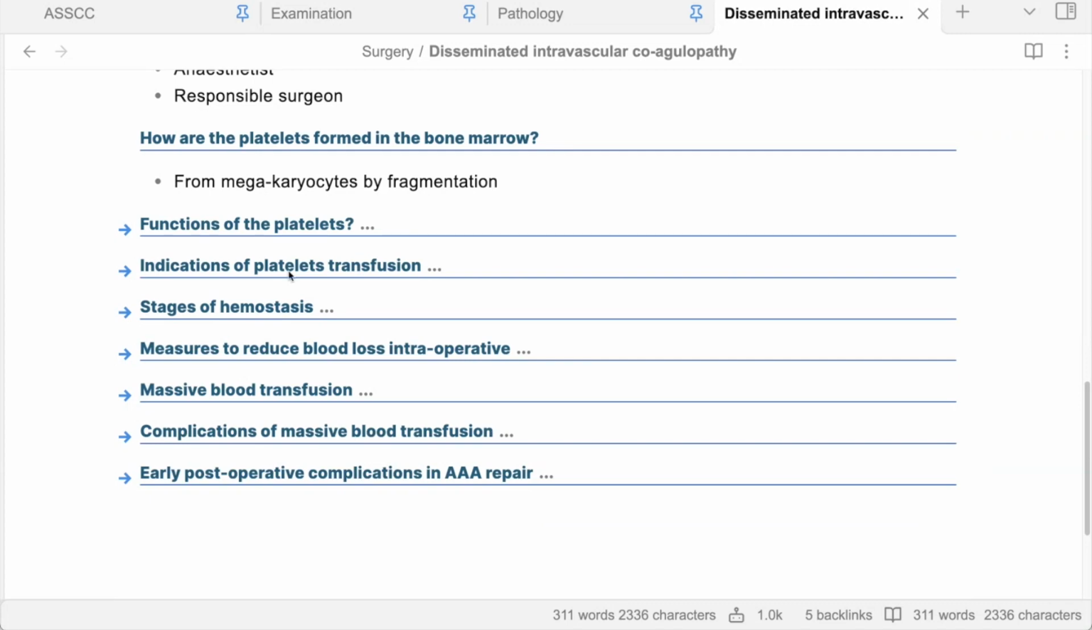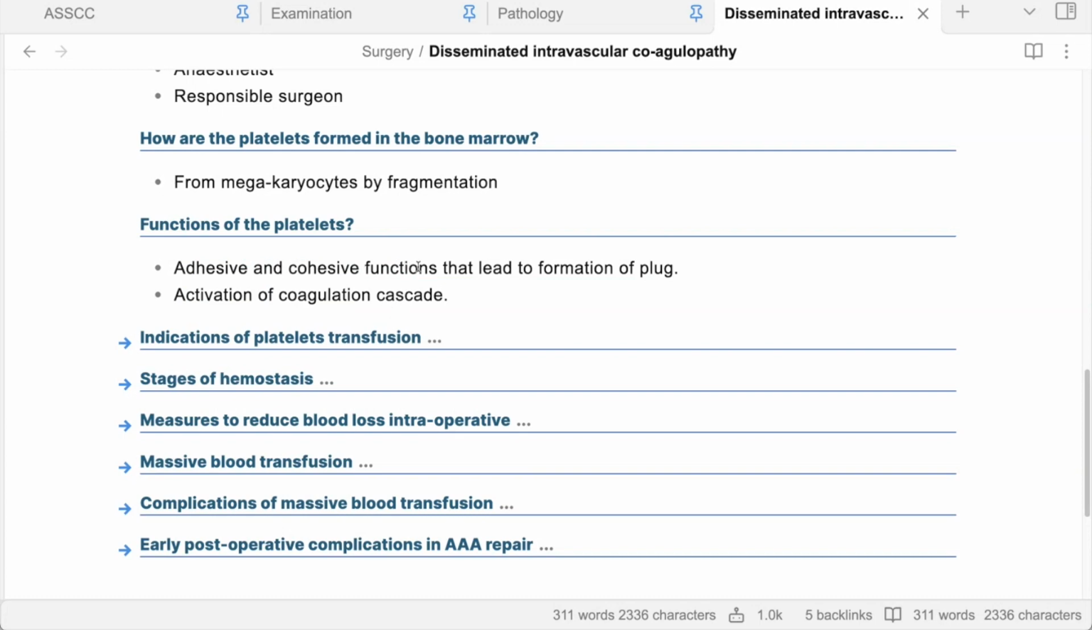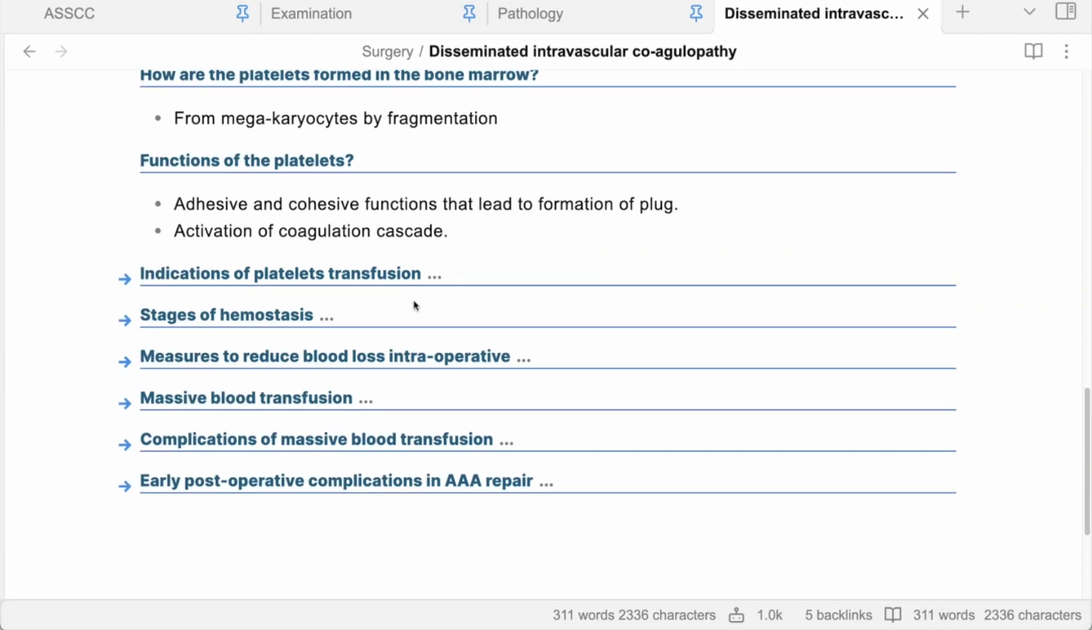Yes, I think that will be. So simply, it's two functions. One, adhesive function leading to formation of a platelet plug, and it activates the coagulation cascade. Yes. What are the indications of platelet transfusion?